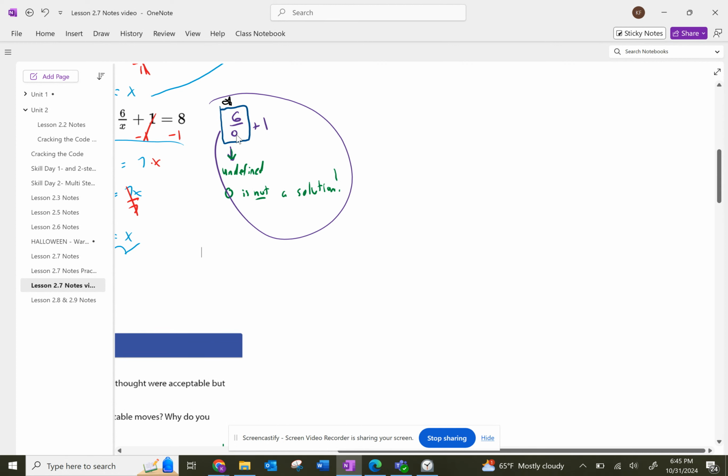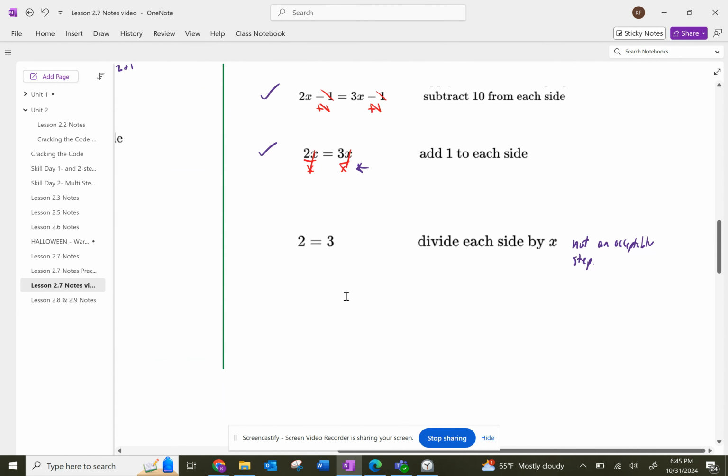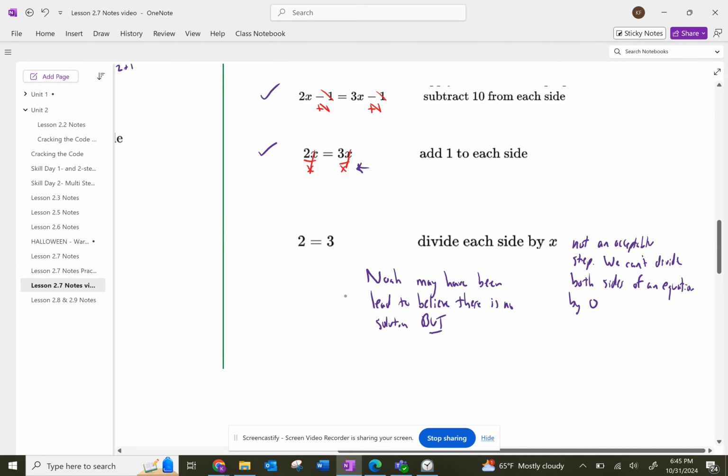So when you get a situation where you divide both sides by x and x is 0, you're going to get a result that's not true. So this step right here is not an acceptable step. We can't divide both sides of an equation by 0. So in this situation here, that's why this step right here is actually no good. So Noah may have been led to believe there's no solution. But x equals 0 is a solution.